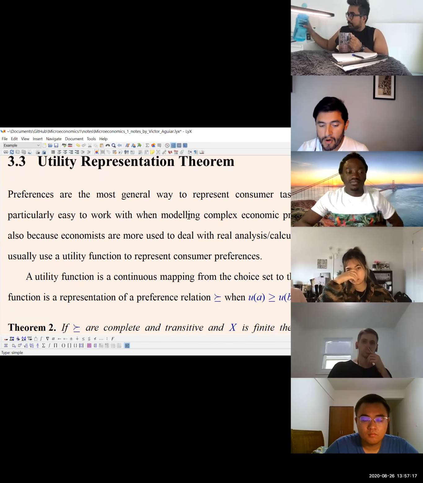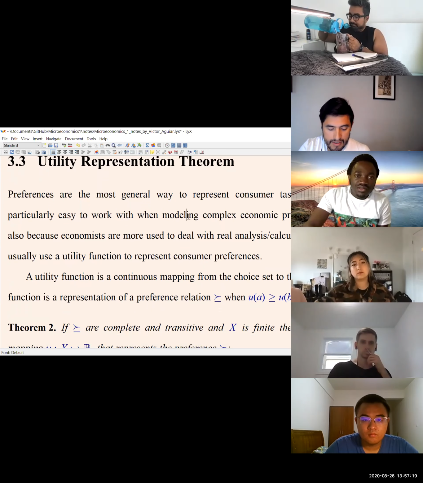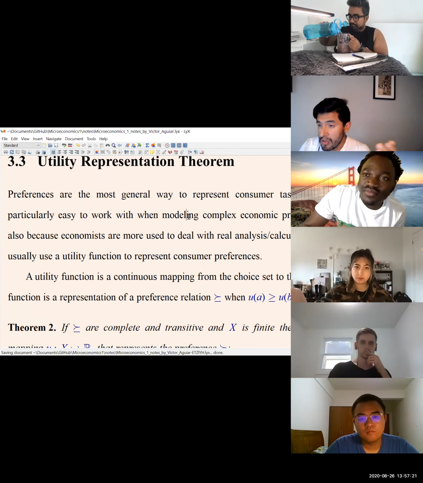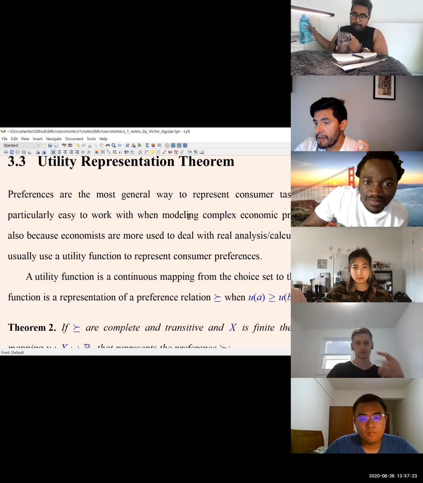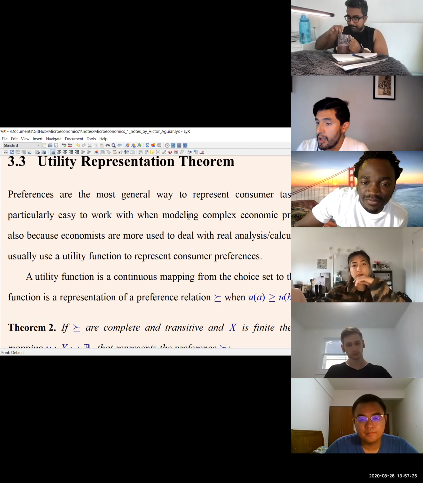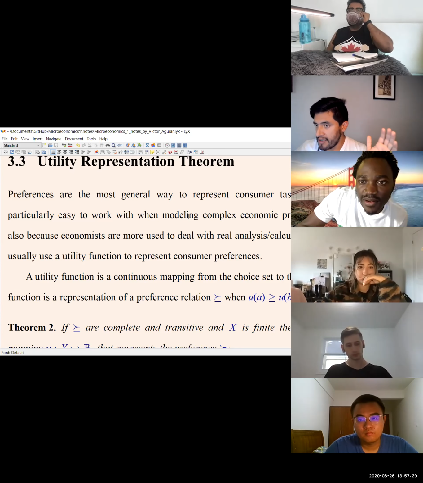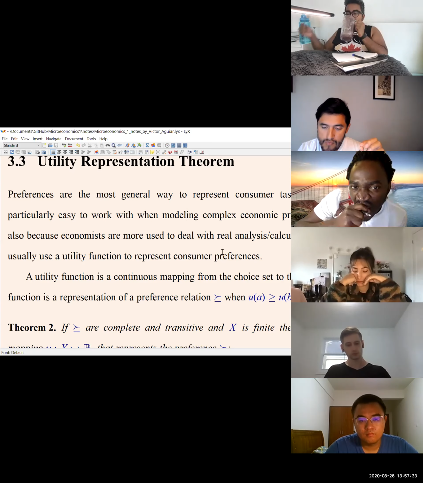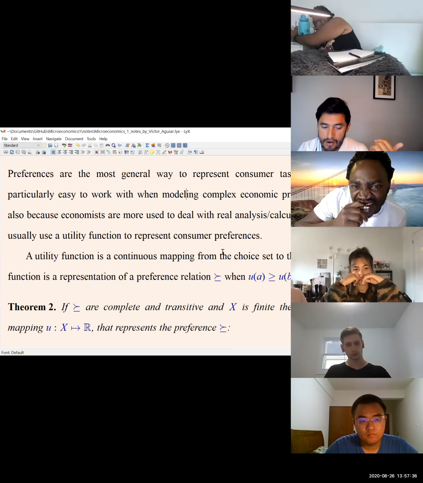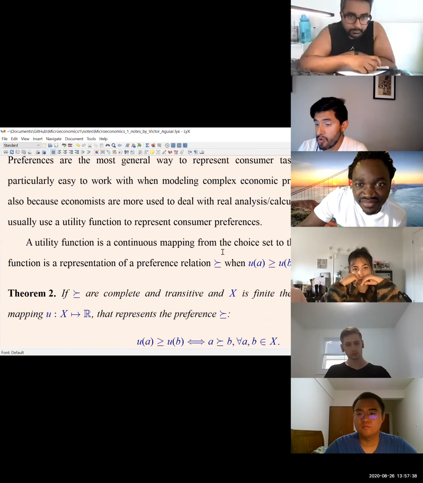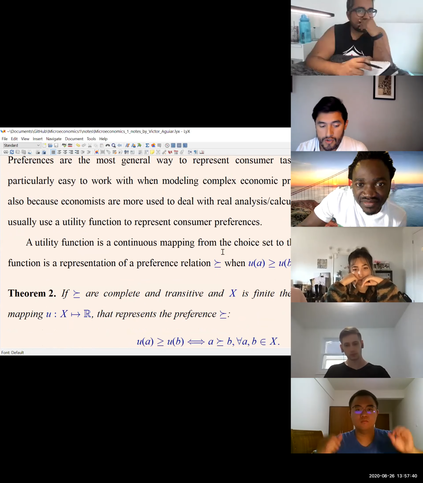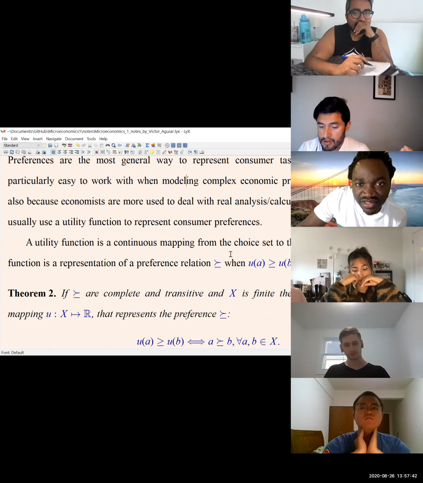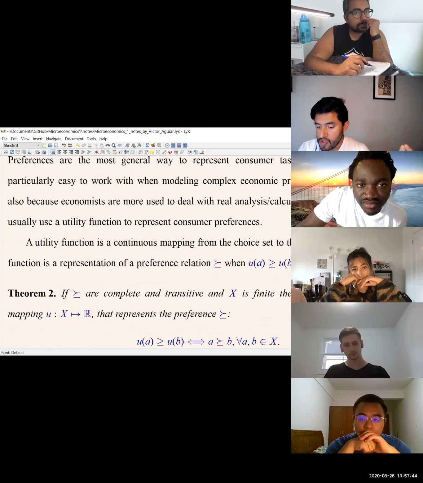So for instance, if you are modeling complex economic problems, you want to write down a model that you can solve in a computer, maybe. Using ordinal objects is kind of hard. Maybe we will have breakthroughs in computer science that let us use ordinal objects, but right now it's kind of hard. So instead, we're going to use calculus. We want to get back to calculus land. So I'm going to introduce this utility mapping, which is a mapping going from the choices to the reals.